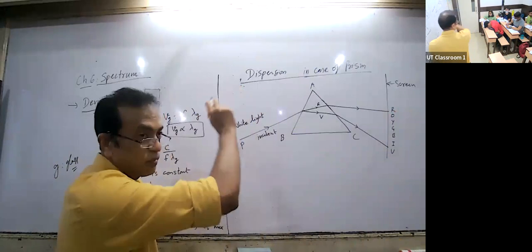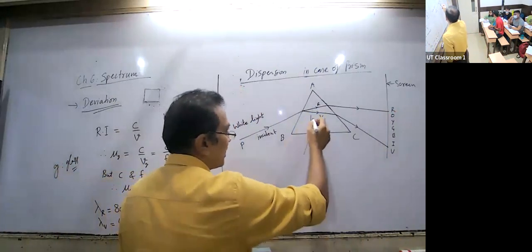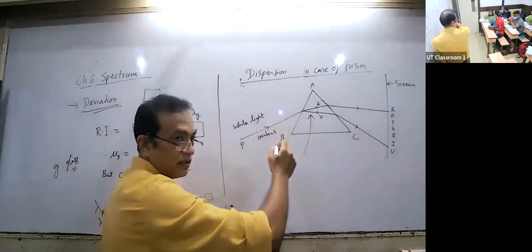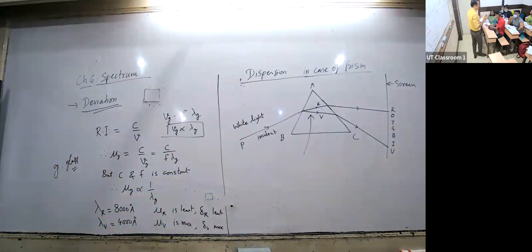So now what is dispersion? Dispersion is splitting of white light. So this white light. Hello, so much of background noise. Let only me be the speaker, okay? नहीं तो मजा नहीं आएगा किसी को सुनाएंगे.